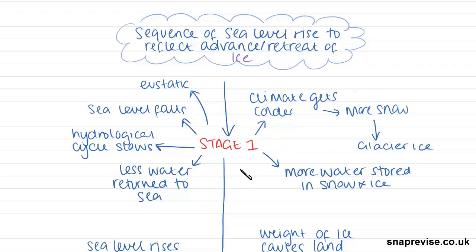So in stage 1 of this process, we see the climate getting colder. So as the climate gets colder, we get more snow, and snow will form ice, and then we get an increase in glacier ice. And therefore, more water in the earth is stored in snow and ice rather than in the sea. So we get an accumulation of ice and snow during these colder periods.